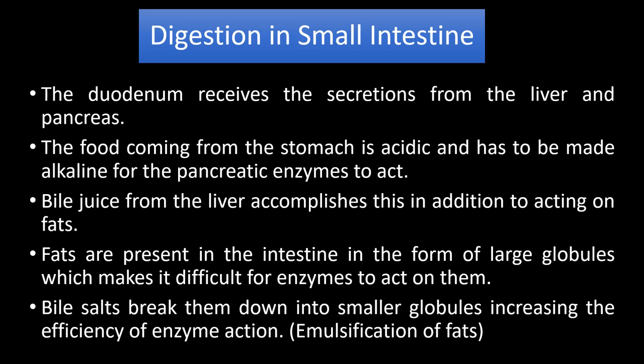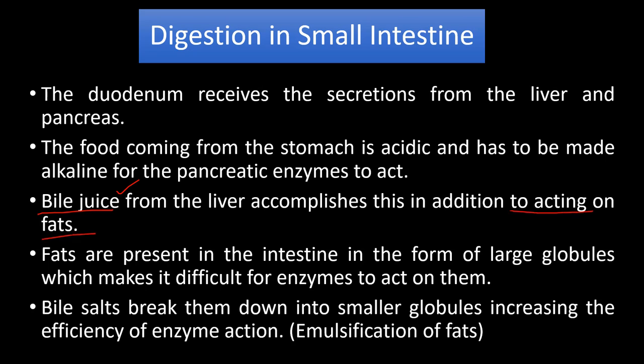So now the food first has to be made alkaline, that is the chyme has to be made alkaline, and this conversion of the acidic food to alkaline is accomplished with the help of the bile juice. Now the bile juice from the liver accomplishes the conversion, and in addition acts on the fats.